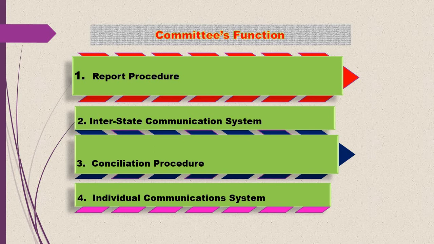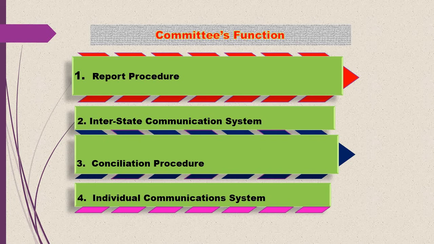The individual communication system, which is the last system, is not part of the Covenant, but it is a part of the Optional Protocol to the International Covenant on Civil and Political Rights. These remedies are available to those individuals whose states are parties to the Covenant as well as the Optional Protocol to the Covenant. The committee shall not receive any communication if the state is not a party to the present Covenant.